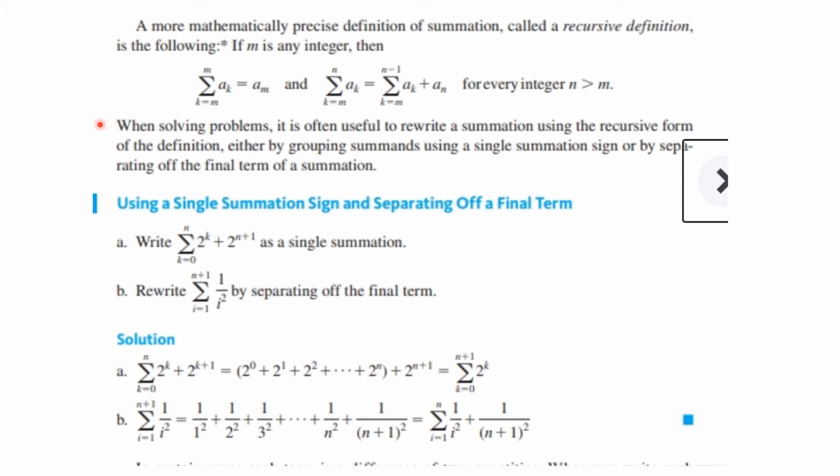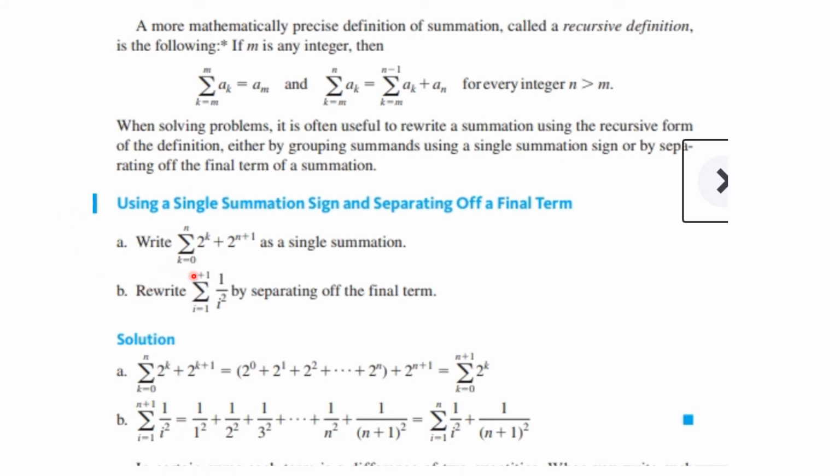Now, when solving problems, and we will do this yet in this set of lectures, it is often useful to rewrite a summation using recursive form. I call that stripping off a term. It is sometimes useful to do that either by grouping terms using a single summation sign or by separating off, that is, stripping off the final term. And sometimes in other courses you'll strip off the initial terms. So here's an example of using a single summation sign and stripping off a final term.